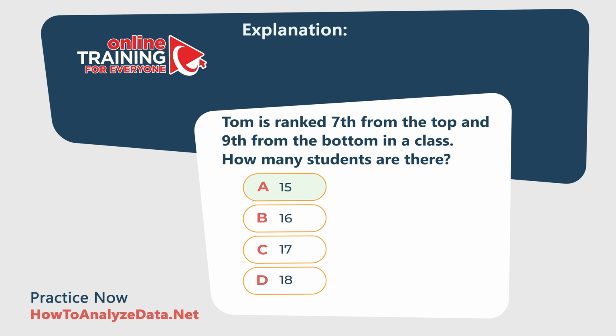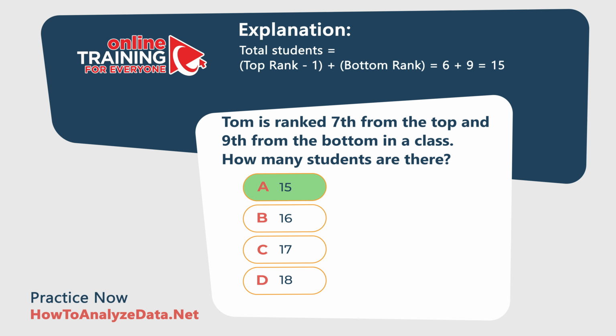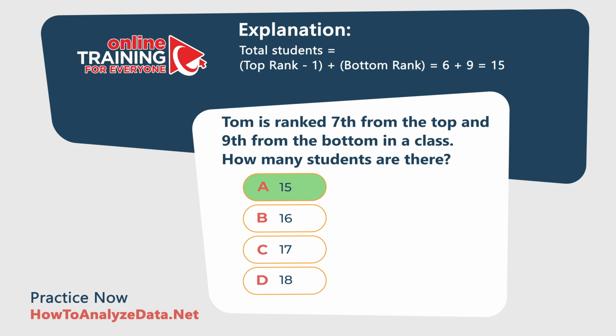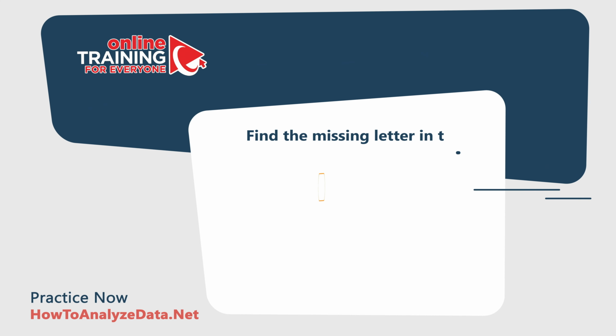The correct answer is choice A, 15, and here's why. Total students equals (top rank minus 1) plus bottom rank, which equals 6 plus 9, which equals 15. Find the missing letter in the sequence.